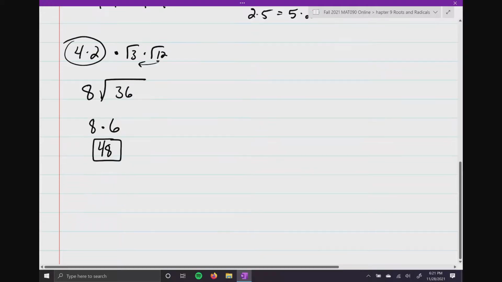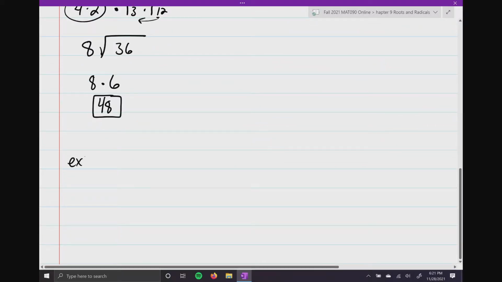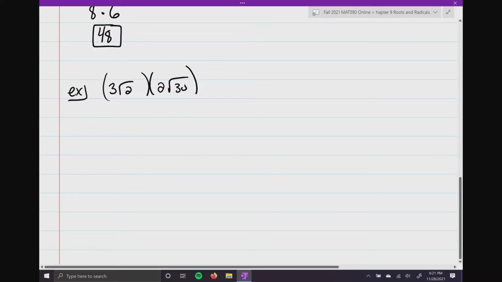Let me show you another example here. So let's do this one. We're going to do 3 times the square root of 2 multiplied by 2 times the square root of 30. So once again, the way I envision this, I notice all 4 of these numbers are being multiplied. So I can do 3 times 2 times the square root of 2 times the square root of 30. 3 times 2 is 6. 2 times 30 is going to be 60.